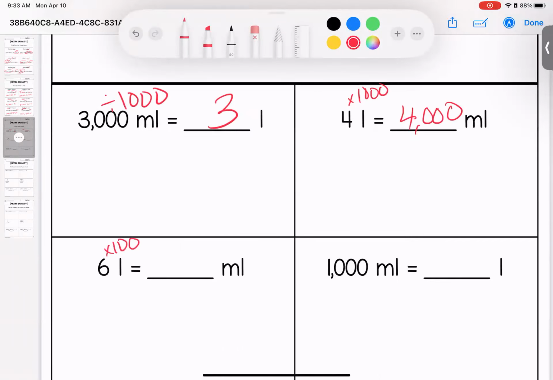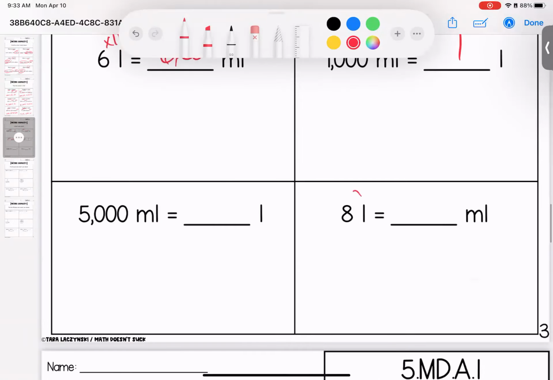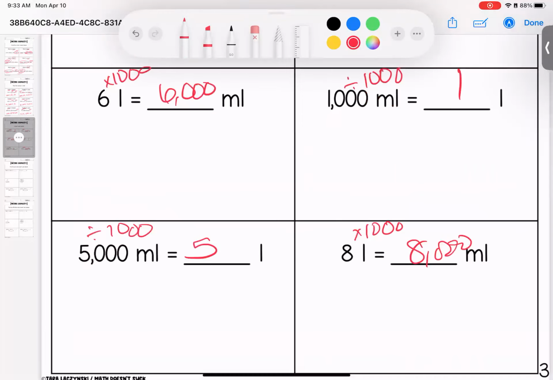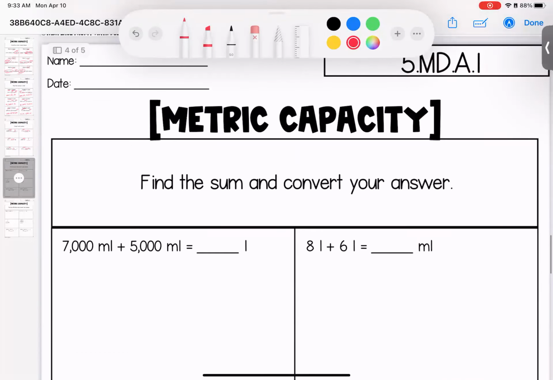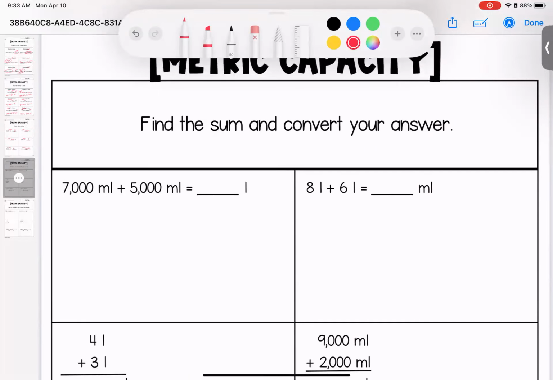Over here, multiply by 1,000. I have 6,000 milliliters. Divide by 1,000. I have 1 liter. Times 1,000 is 8,000 milliliters, and divided by 1,000 is 5 liters. Questions on these? Bring them with you to class. So I think at this point, you're starting to notice that working with liters and milliliters is just multiplying and dividing by 1,000. It's really not too bad.